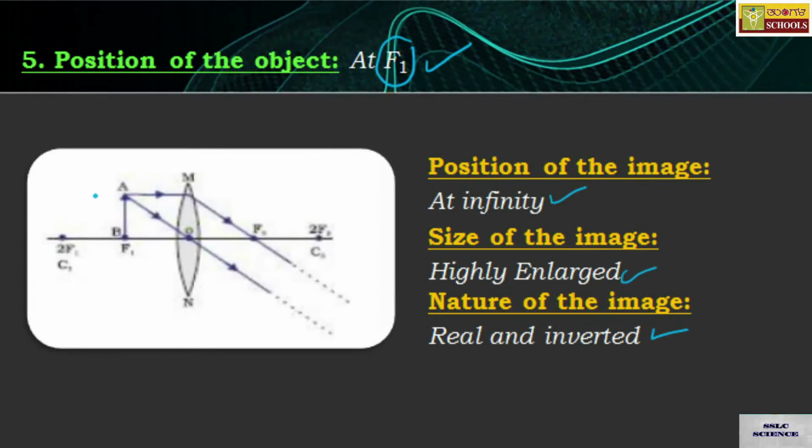What did you do here? The line which is parallel to the principal axis again moves like this. After refraction, it will pass through the second principal focus F2, and the ray moving through the optic center O will continue like this and meet somewhere at infinity. This is a very simple diagram to draw. So let's draw that. Again, this is the convex lens.